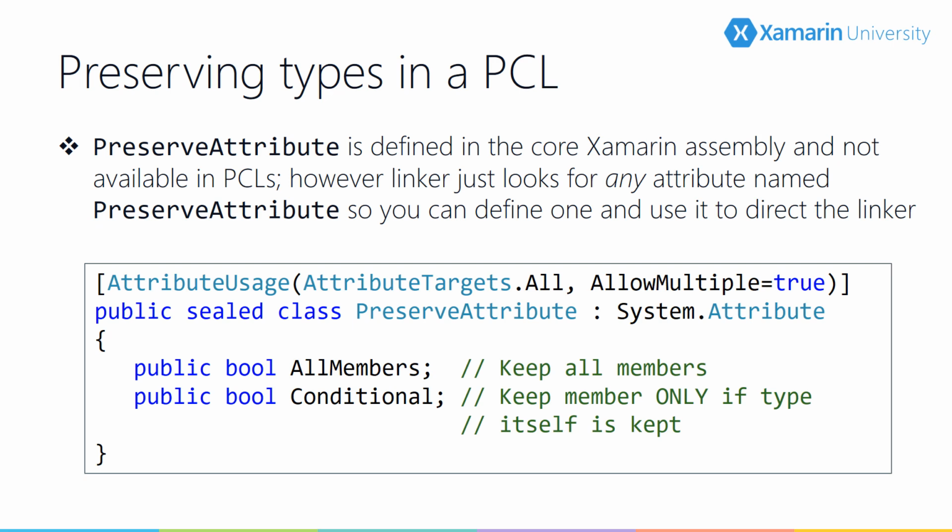Now, all members, which you saw earlier, is used when the attribute is applied to the type itself, and conditional allows you to say, keep a member only if the type itself will be kept because of a direct dependency.